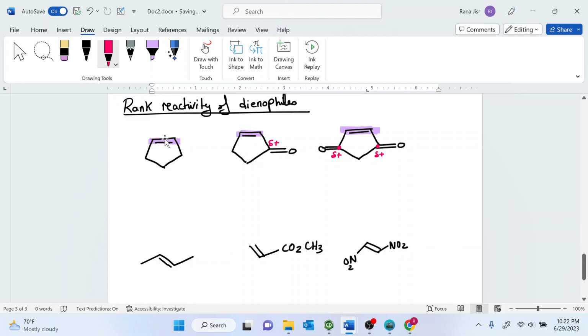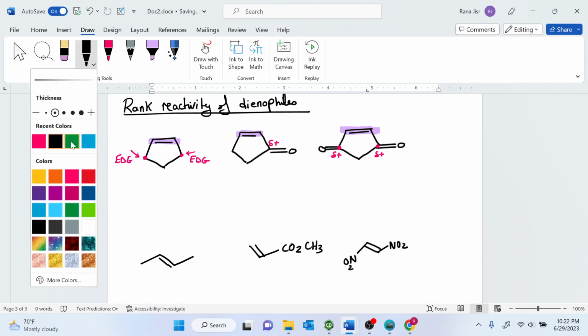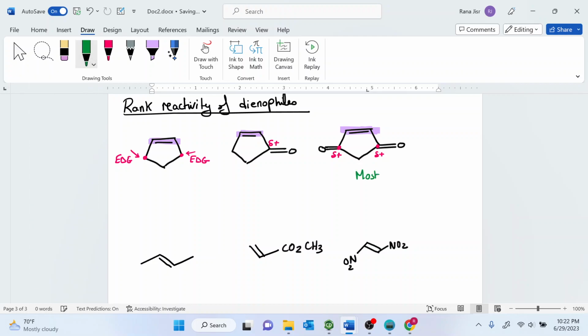And this one over here has a CH2, two of them, and these are electron donating groups. Electron donating groups, they decrease the reactivity of the dienophile because electron donating groups give electrons and you want a substituent on the dienophile to take electrons away from it to make it more electrophilic. So over here, the last structure is going to be the most reactive, and this one is going to be the least reactive.